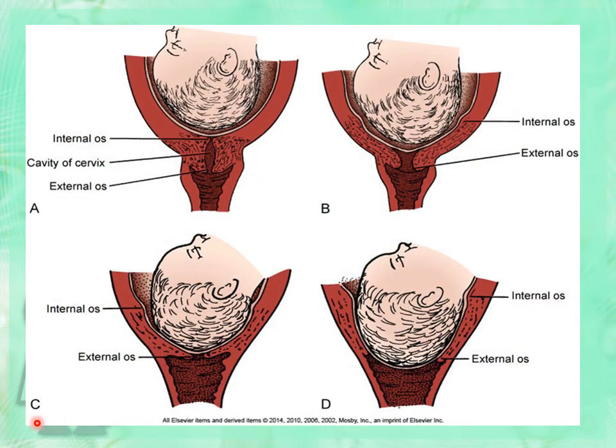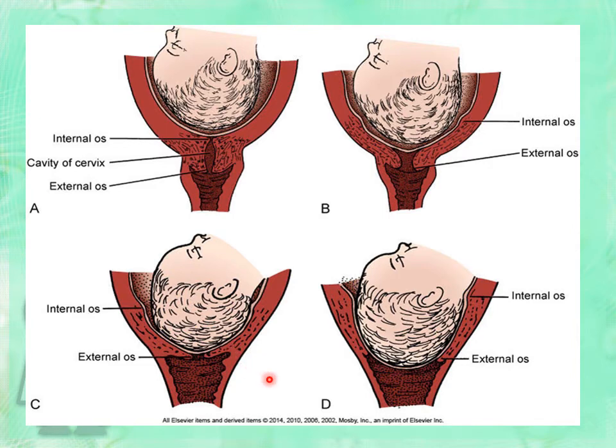This slide shows the effect of the primary powers on effacement and dilation. Effacement means the shortening and thinning of the cervix. The cervix is normally 2 to 3 centimeters long and about 1 inch thick. As you can see in diagram A, this cervix is not dilated or effaced. As labor progresses, the cervix is shortened and thinned until only a very thin edge can be palpated once effacement is complete. As you can see in B, you're beginning to see a shortening and a thinning of the cervix. In C, it's becoming even thinner and shorter.